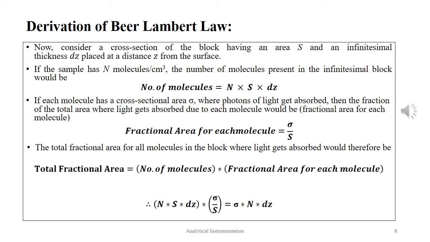If each molecule has a cross-sectional area sigma where photons of light get absorbed, then the fraction of the total area where light gets absorbed due to each molecule would be sigma by S. The total fractional area for all molecules in the block where light gets absorbed would therefore be the number of molecules times the fractional area for each molecule. That renders nS dz times sigma by S equals sigma n dz.